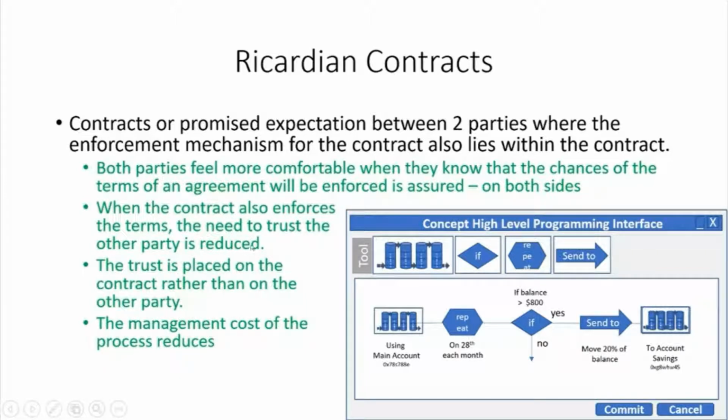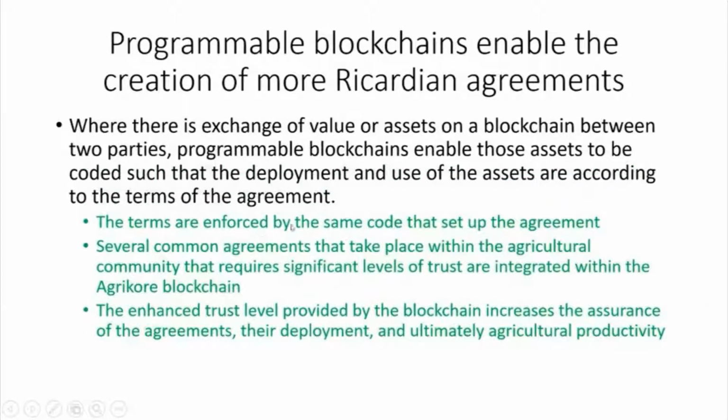And we're going to look at some of the ways Agrikore makes agreements between the various players in the community more Ricardian. In a Ricardian agreement, as explained before, the same code that sets up the agreement also sets up the enforcement terms.